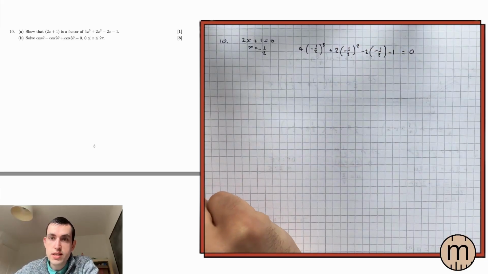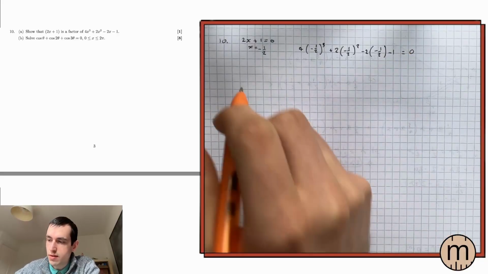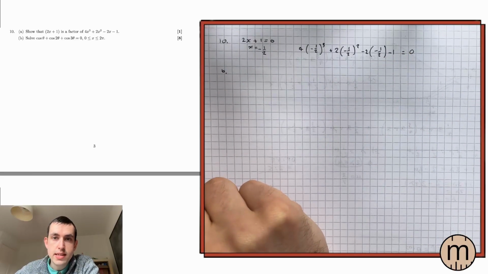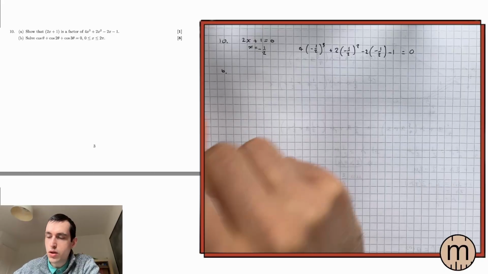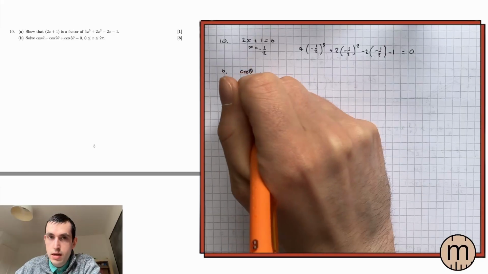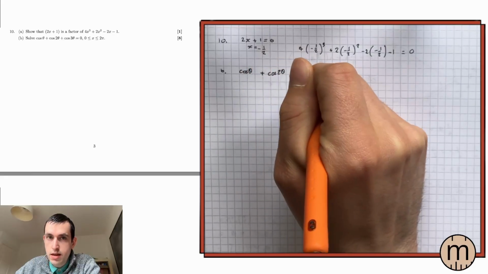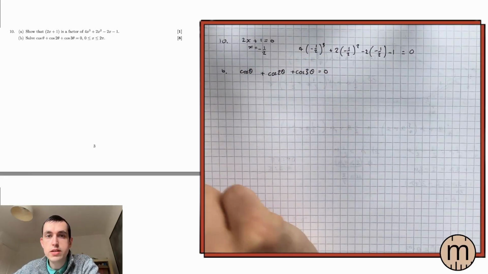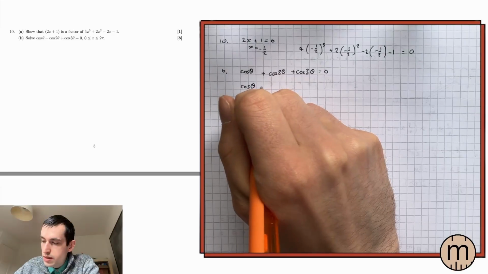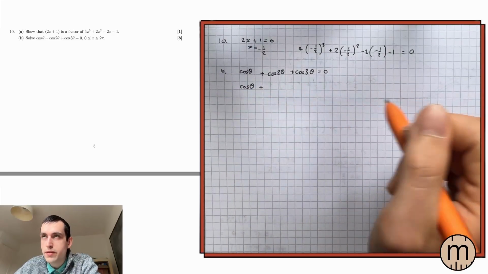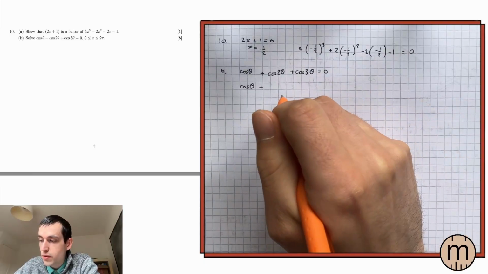I'm not going to go through the details, but that should be equal to 0. For part B, seemingly unrelated, but there is a connection. We need to solve cos theta plus cos 2 theta plus cos 3 theta equal to 0 for the range 0 to 2 pi. Cos theta is good enough as it is, but cos 2 theta we have a formula for. So we even saw that before.